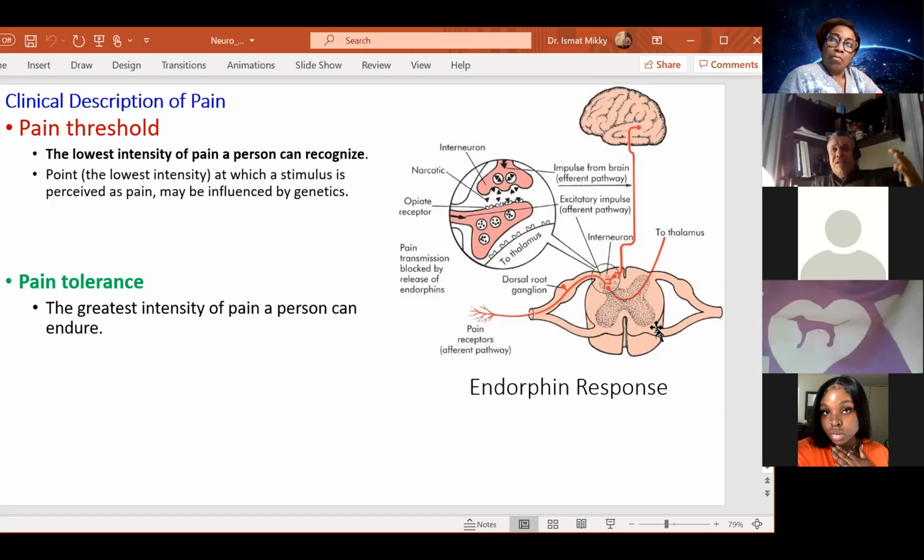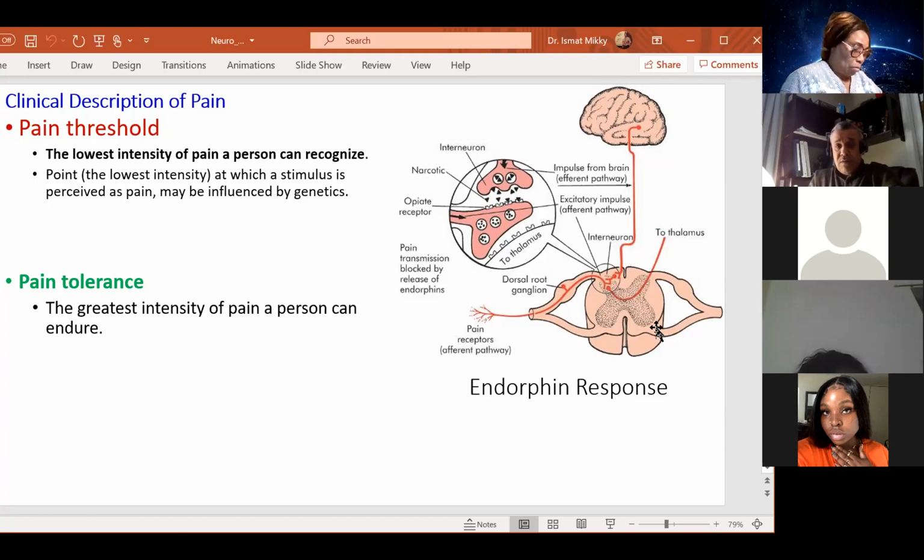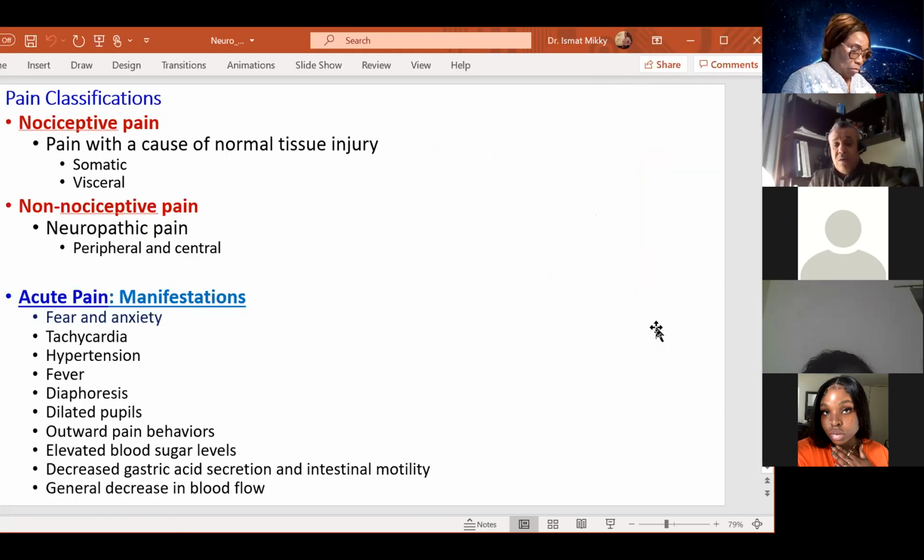Some types of procedures or modalities called hypnosis, distracting activities, sometimes spiritual effect could increase the pain tolerance. So classification of pain, we classify pain as somatic, which is affecting through the skin.